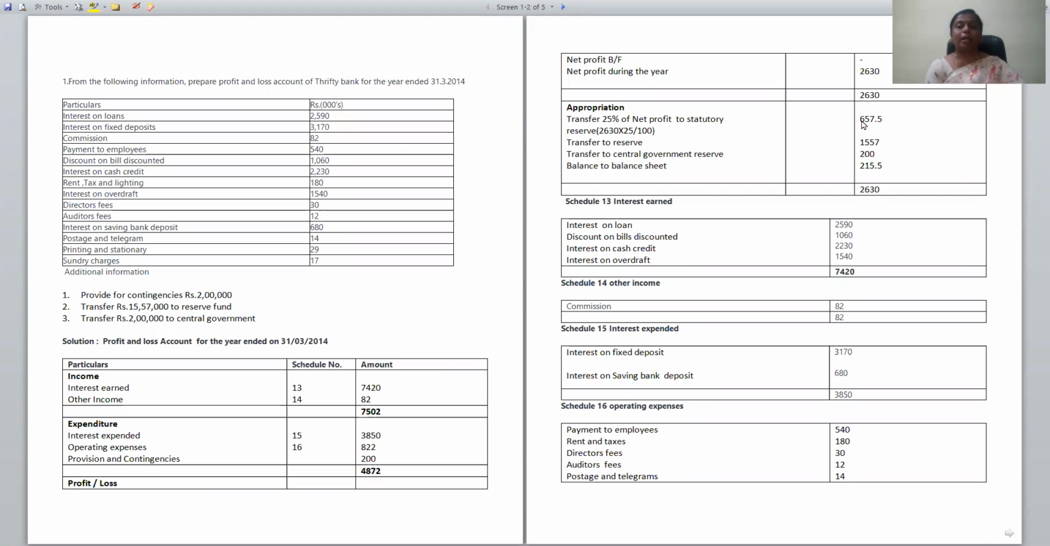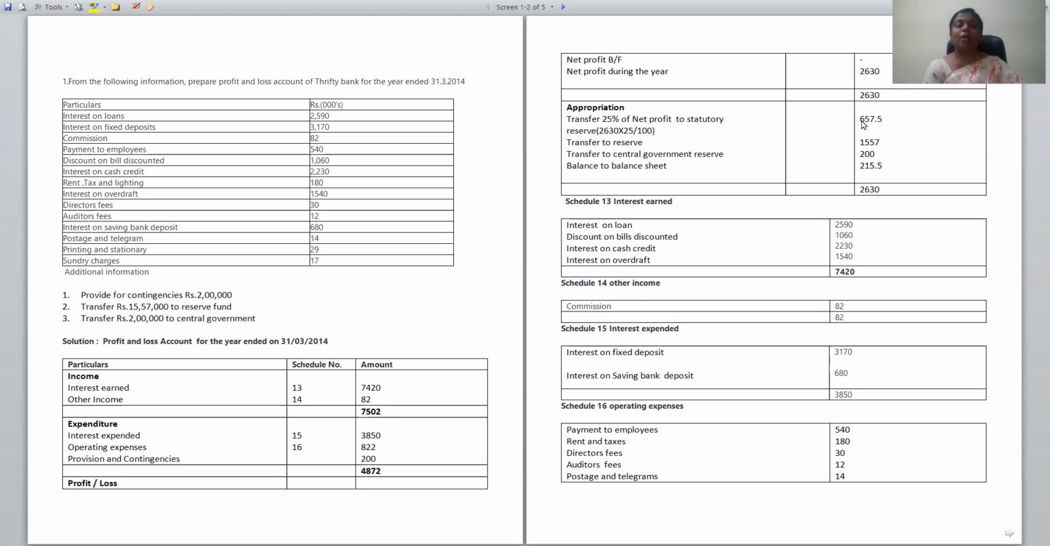Next part of your banking profit and loss account is expenditure. The entire expenditure can be divided into three things. That is interest expended, being a bank, the interest we are paying for the FDs and SB accounts maintained by our customers, and operating expenses, those expenses which will be incurred for doing your regular banking activities. Provisions and contingencies, if anything is provided, will be taken as a third thing in our expenses.